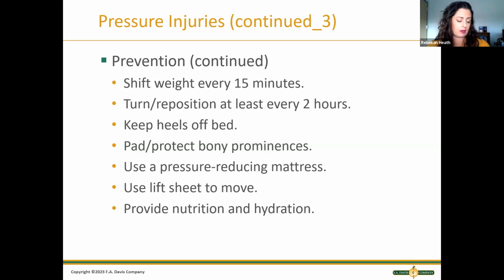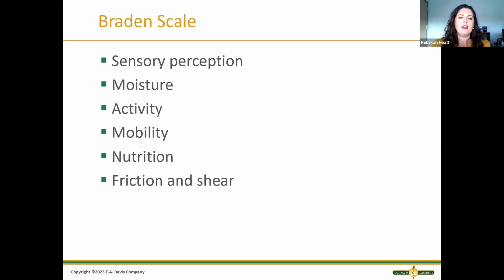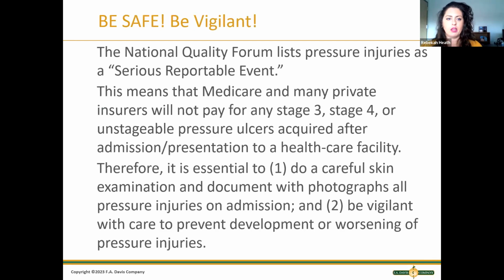Another really important part that a lot of your groups in class identified was providing proper nutrition and hydration. That's essential for healthy skin. And so we need to make sure we're encouraging our patients to have a healthy diet and to be hydrated. So with the Braden scale, I'm going to go over this fairly quickly. There's a few things it talks about: sensory, moisture, activity, mobility, nutrition, friction, and shear. I'm not going to go beyond that, because we did talk about it in class.